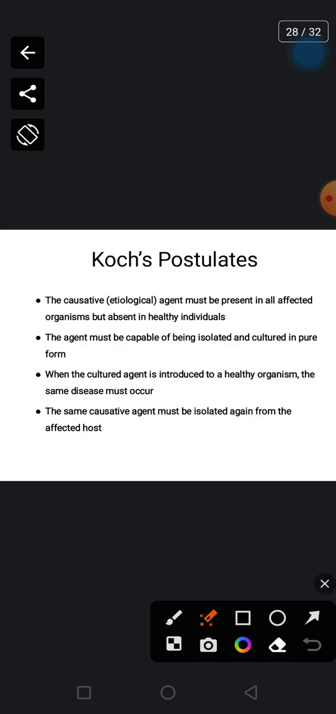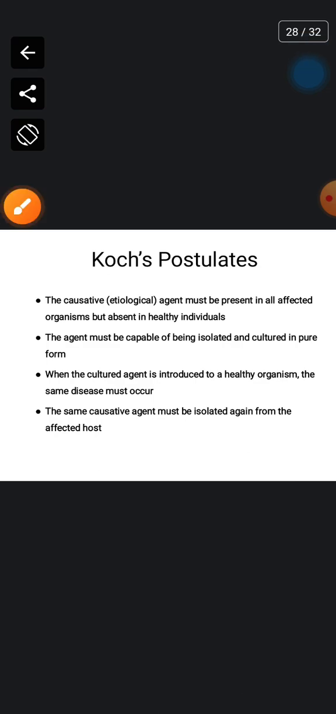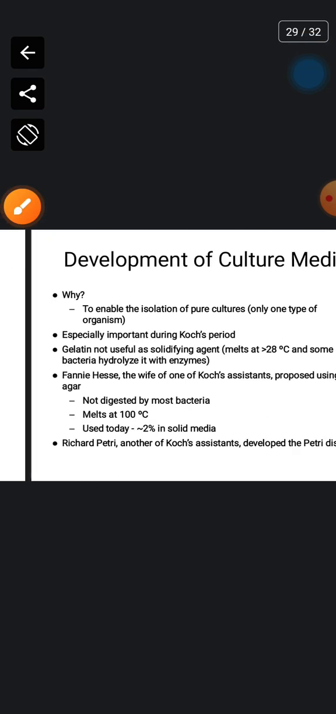The agent which is responsible for producing the disease can be isolated and cultured. The third postulate is that the cultured agent can be introduced into a living organism and the same disease can occur. The fourth postulate is that the same causative agent can be isolated from the affected host. So these are the postulates of Koch.